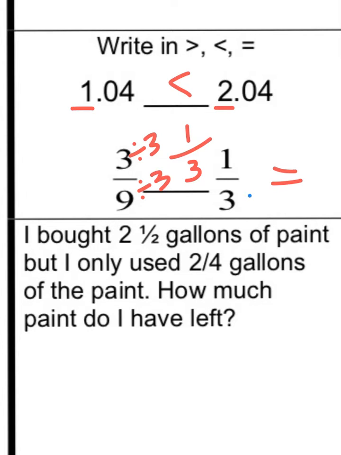I can prove that to you by going backwards. If I do times 3 times 3, that gives us 3/9. So 1/3 and 3/9 are equal to each other.